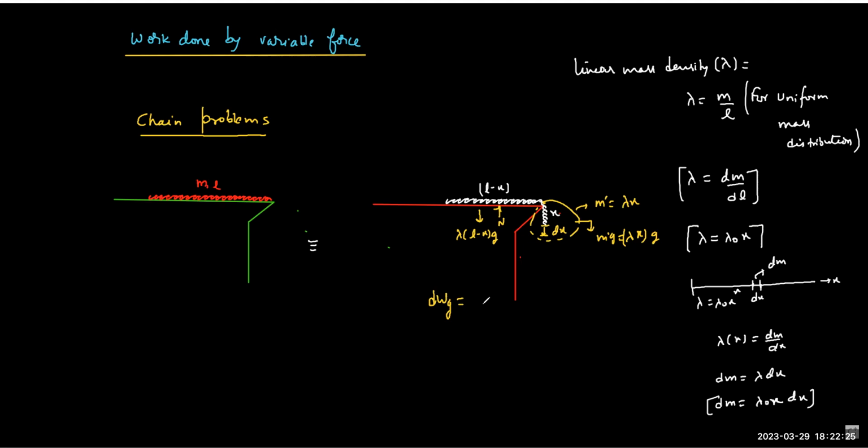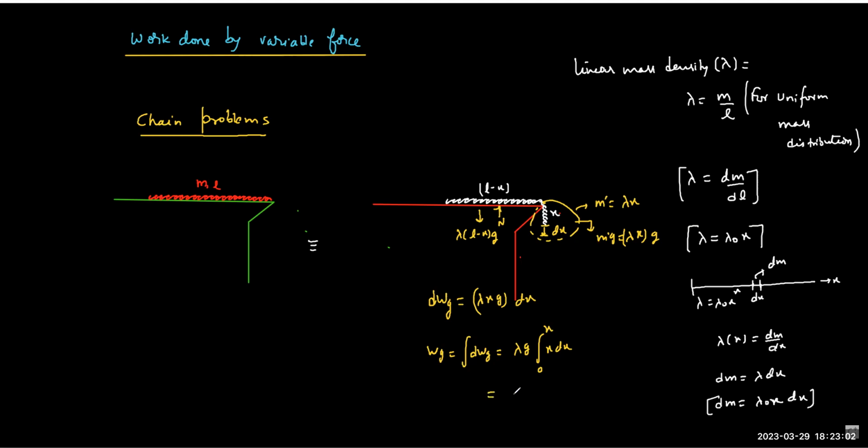So the work done we can attach, because force is acting downwards, so work we can attach lambda x into g into dx. This is how you write the elementary work by the gravity. And then the next step is you have to integrate. So lambda g we can take common, we are left with x dx. And x will go from 0 to x, or 0 to L, up to whatever length you want to hang.